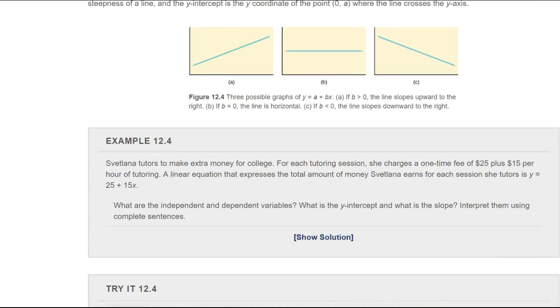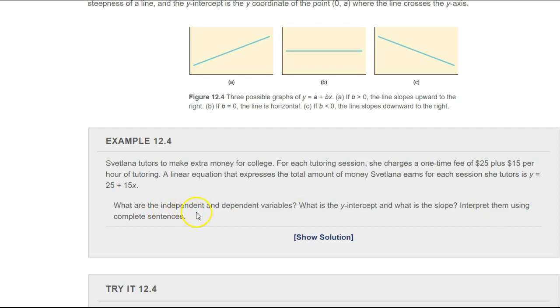Okay. Svetlana tutors to make extra money for college. Each tutoring session, she charges a one-time fee of $25 plus $15 an hour for tutoring. A linear equation that expresses the total amount of money is y equals 25 plus 15x. What are the independent and dependent variables? What's the y-intercept and what is the slope?